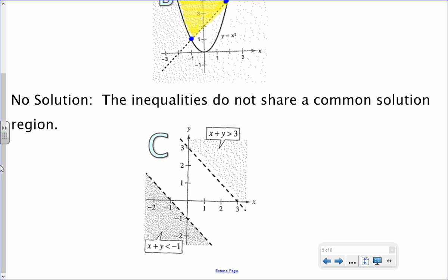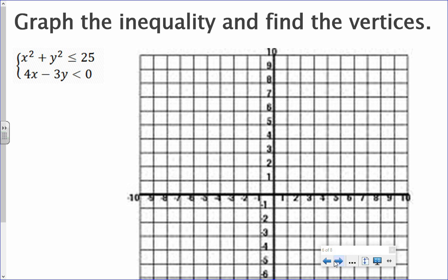The first example is very similar to what you did in your warm-up problem, and then the second problem will be more of an application problem to help us with tomorrow. Okay, so go ahead and write down those two inequalities. x squared plus y squared is less than or equal to 25, and 4x minus 3y is less than 0.